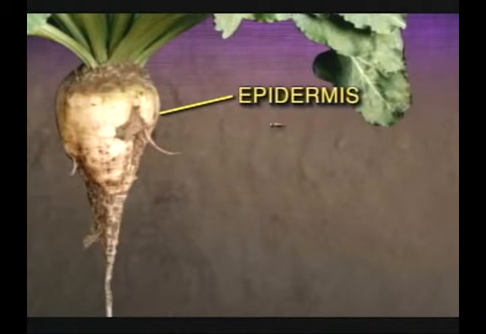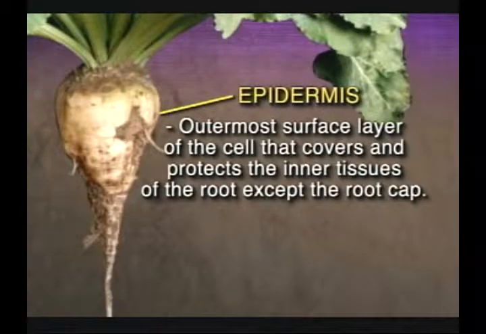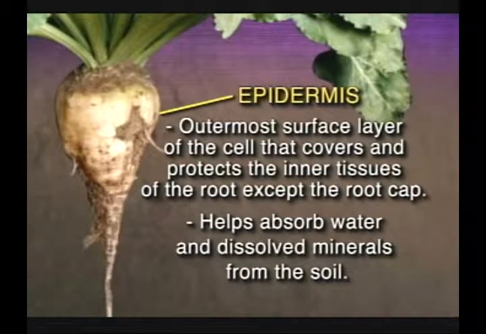The epidermis is the outermost surface layer of the cell that covers and protects the inner tissues of the root except the root cap. The epidermis helps absorb water and dissolve minerals from the soil.